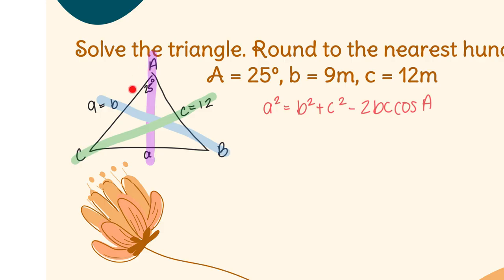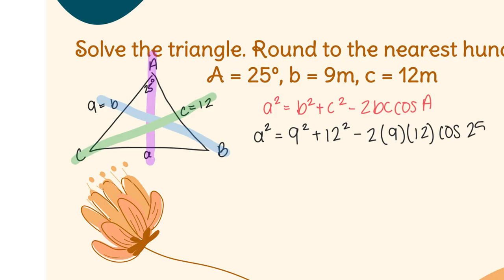So I want to try and get this pair in order to find the rest. So I'm trying to solve for A, and I wanted to use A, so A has to be by the equal sign. Okay, so let's go ahead and plug in what we have. I don't know what A is, so I'm just going to leave it as A squared equals 9 squared plus 12 squared minus 2 times 9 times 12 cosine angle A, which is 25.